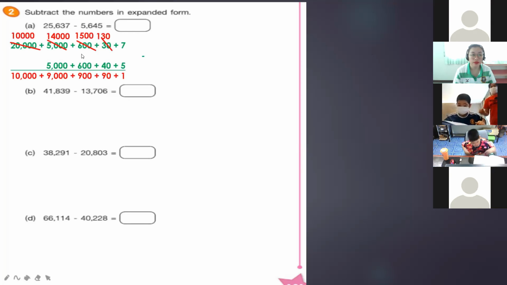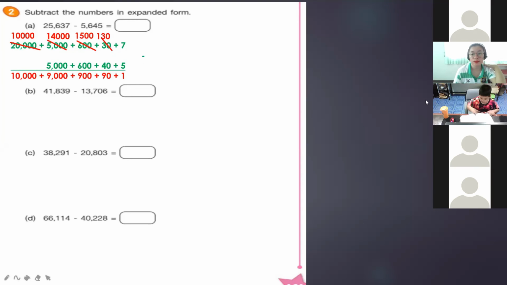So we have 20,000 plus 5,000 plus 600 plus 30 plus 7 minus 5,000 plus 600 plus 40 plus 5. Okay, so this is the expanded form of each number. So starting, we're going to subtract.